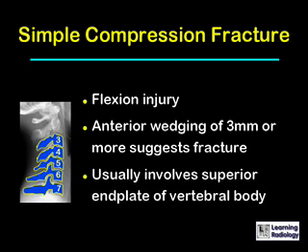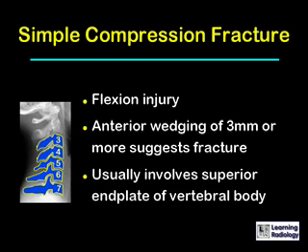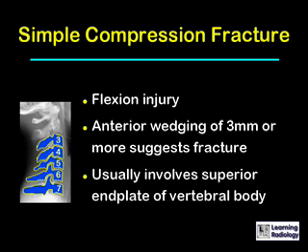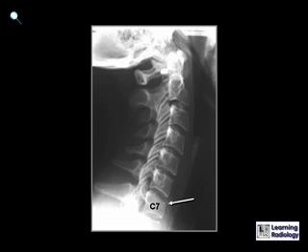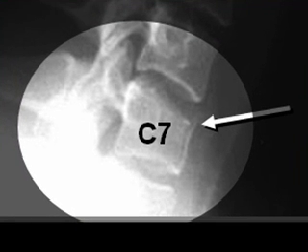Simple compression fractures are flexion injuries. There is anterior wedging of 3 millimeters or more, which suggests a fracture, and they usually involve the superior end plate of the vertebral body. This is an example of a simple compression fracture of the cervical spine. In this case, the white arrow is pointing to the superior end plate of C7, which is depressed anteriorly.